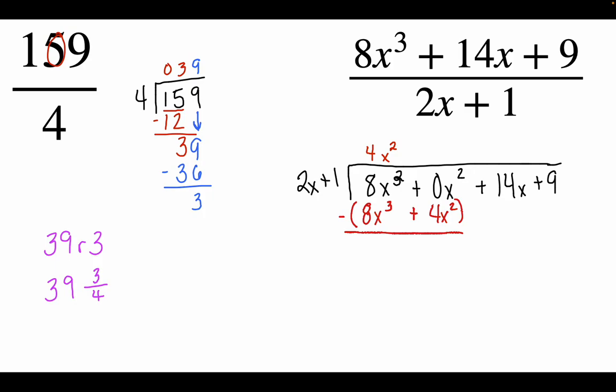Well, subtracting is the same as adding the opposite. So I'm going to turn this into adding the opposite of each number. And now I've kept track. That helps me keep track. So I'm going to cancel these out. Well, 0x squared plus a negative 4x squared is a negative 4x squared. And now I'm going to bring down my 14x.